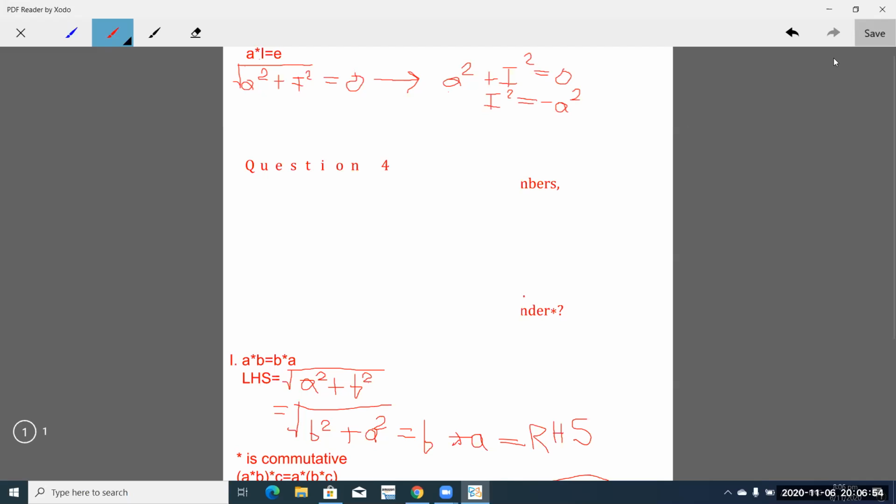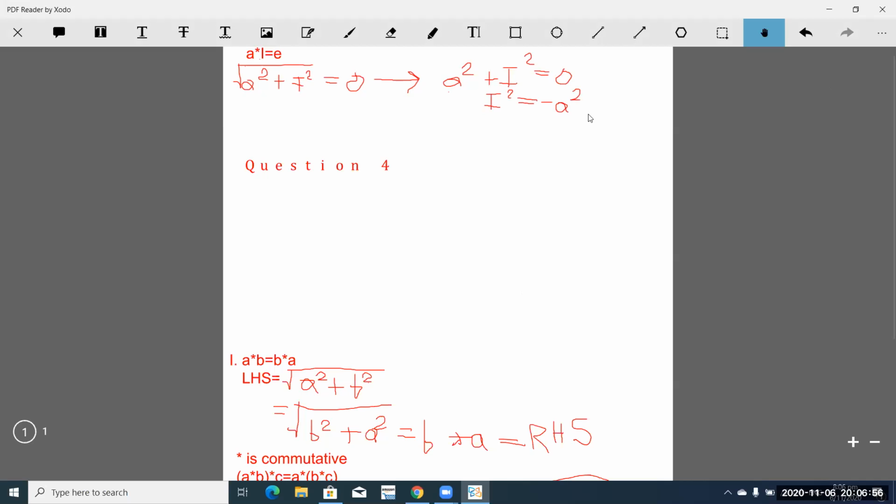It would just be negative A. No, if I squared is equal to negative A squared, there is no I. So now right here we can say there is no inverse. Tell me why there is no inverse. Because it's a negative. You cannot square root a negative number.